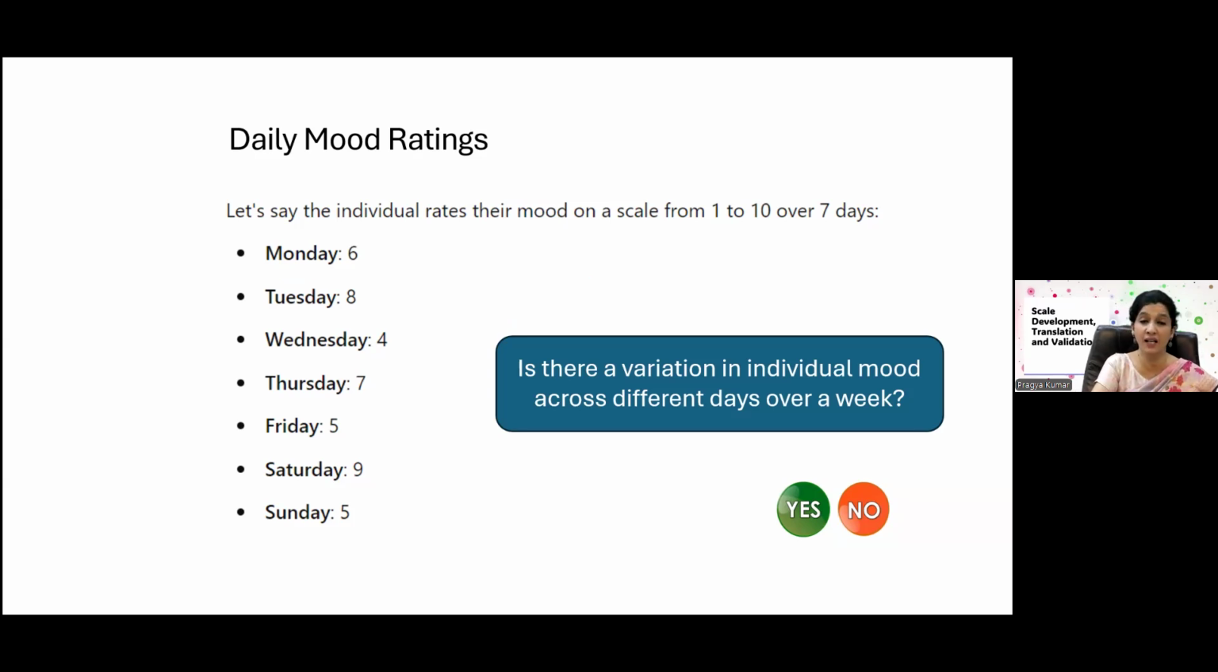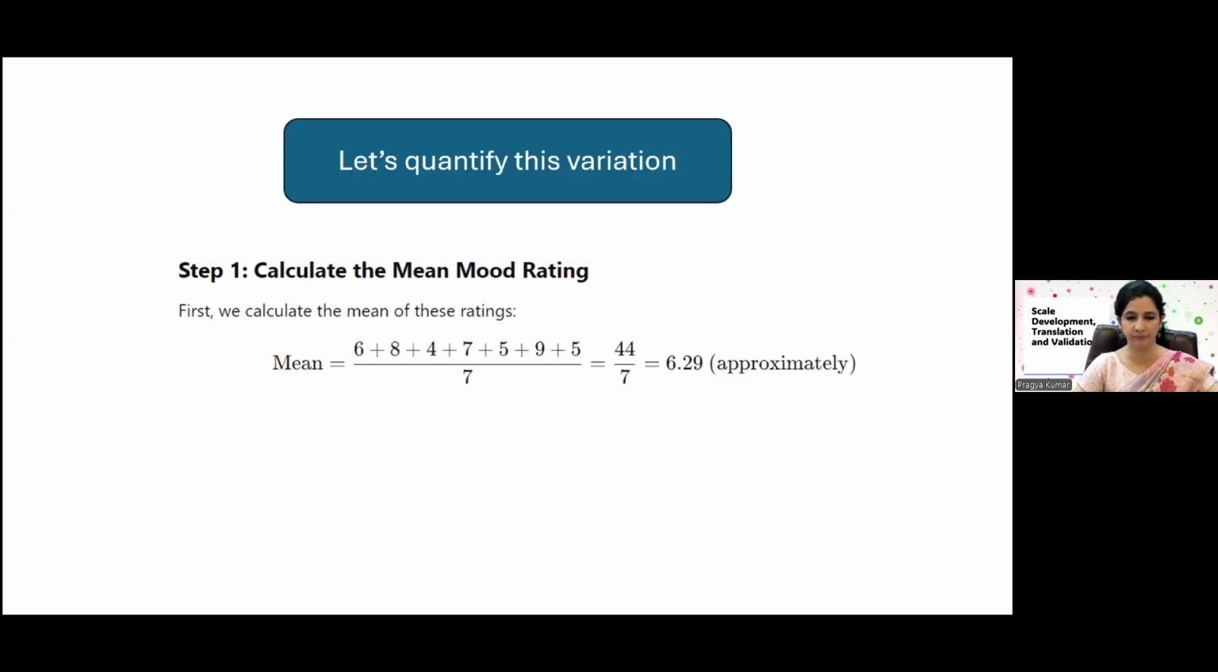One participant has said that answering the question depends on the mood of the person also. Yes. So if you ask the mood and the person is giving these numbers to the mood, is there any variation in the mood across the different days over the week? Yes, you are right, there is. Now, if I want to quantify this, how will I do that?